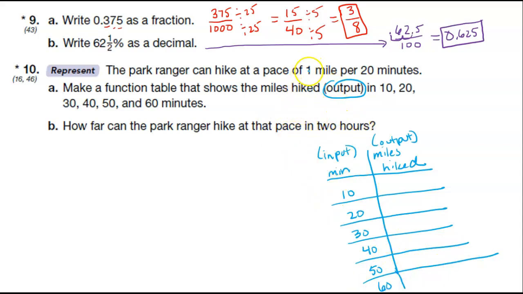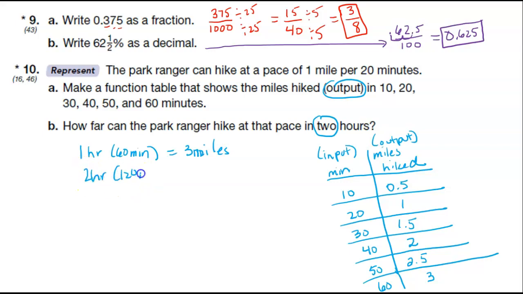But let's see. So 1 mile for 20 minutes. So this is going to be half a mile in 10, 1 mile in 20, 1.5 miles in 30, 2 miles in 40, 2.5 miles in 50, and 3 miles in 60. How far can the park ranger pace in 2 hours? Well, in 1 hour, or 60 minutes, he got to 3 miles. In 2 hours, or 120 minutes, I would expect that he got to 6 miles.